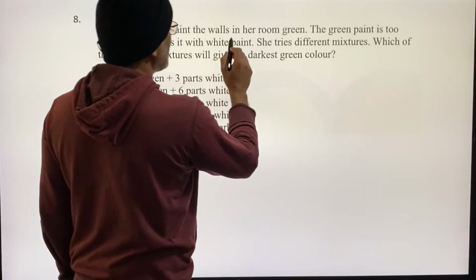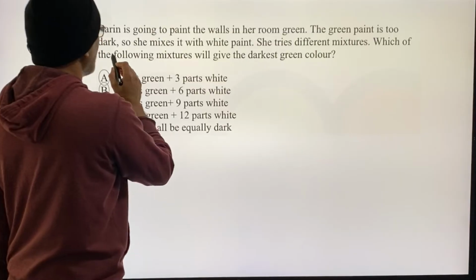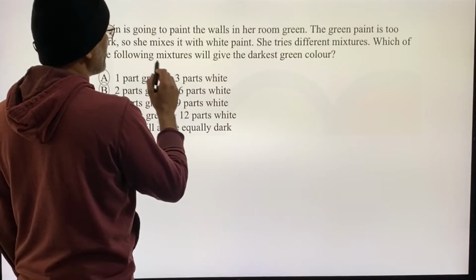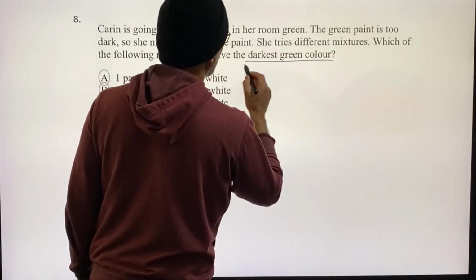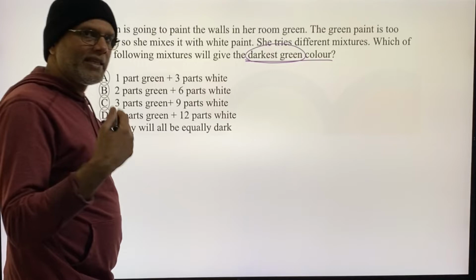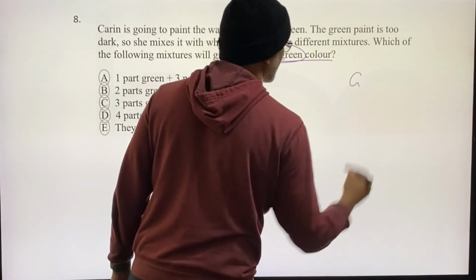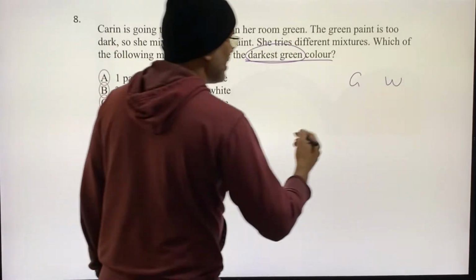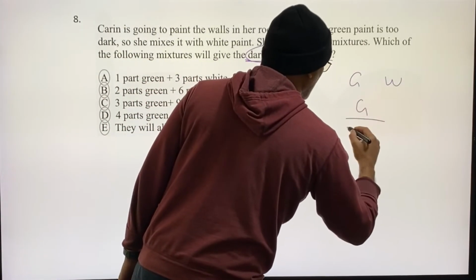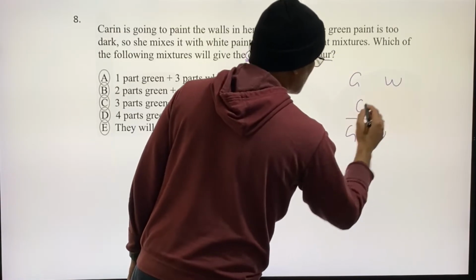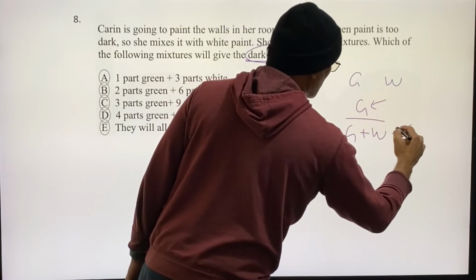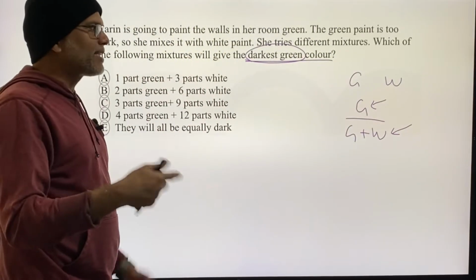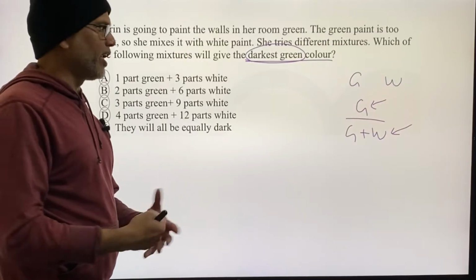Carin is going to paint the walls in her room green. The green paint is too dark, so she mixes it with white paint. She tries different mixtures. Which of the following mixtures will give the darkest green color? We want the darkest green. Let's say we have G parts green and W parts white. Then we want the fraction G over G plus W, green over total, to be the highest. That's how we get the darkest shade of green.